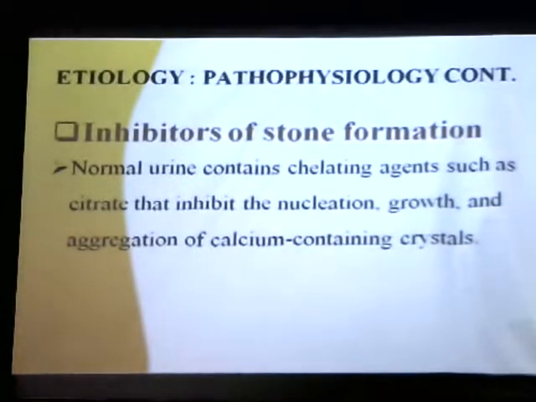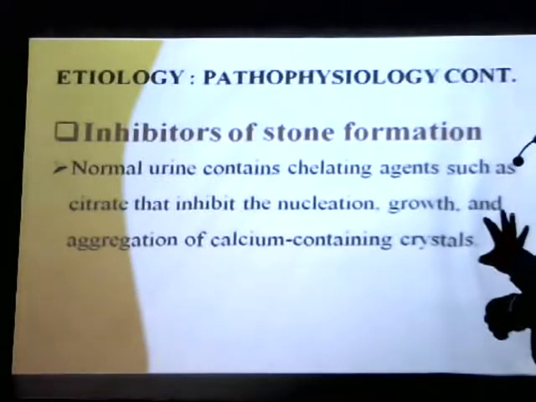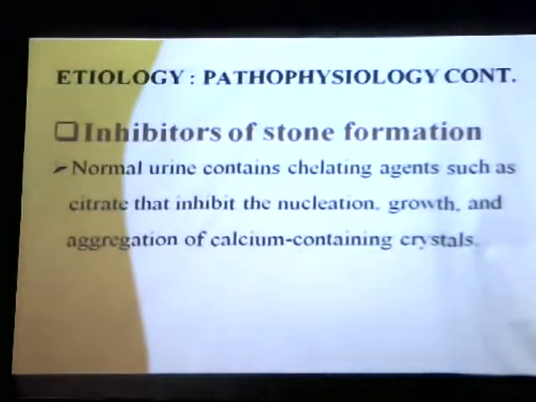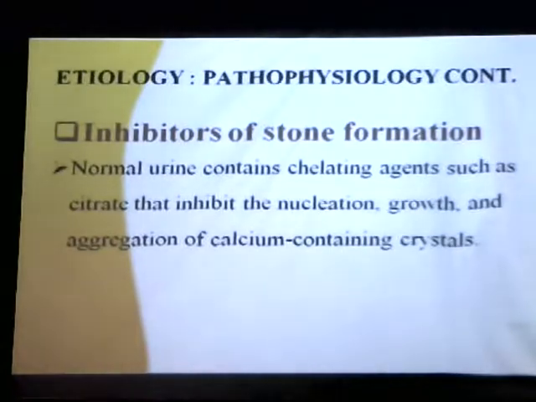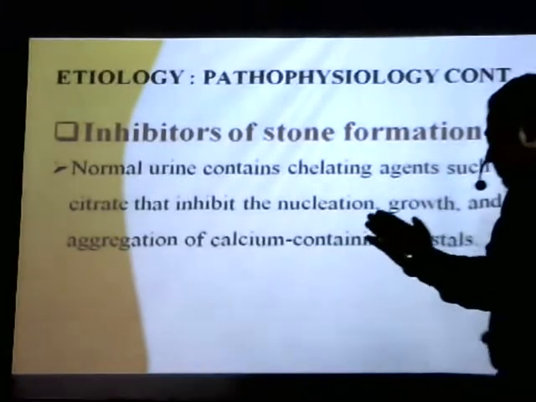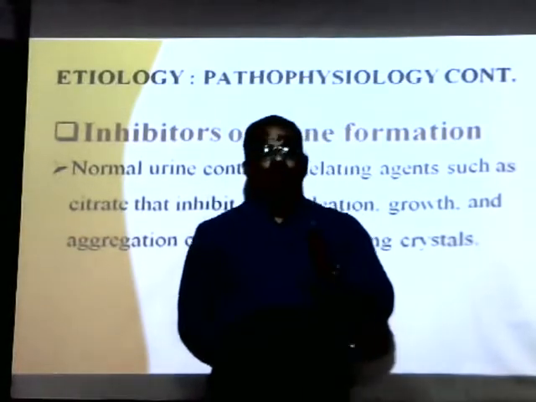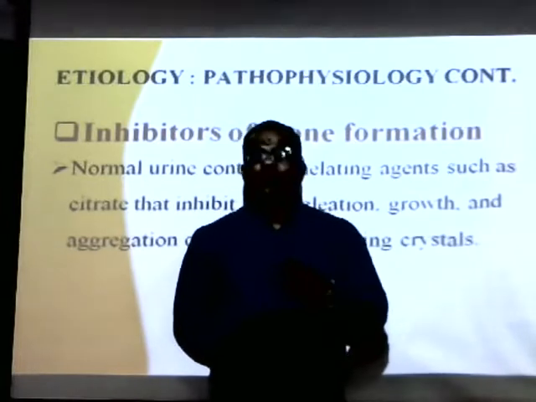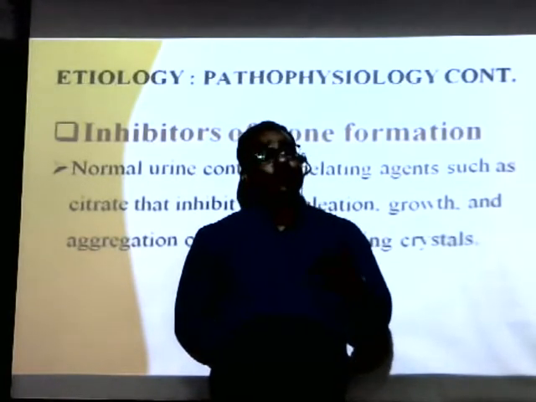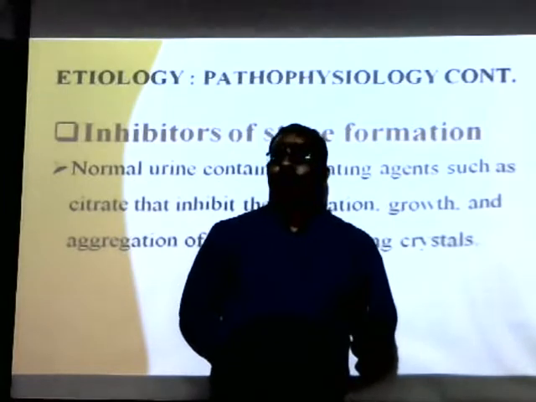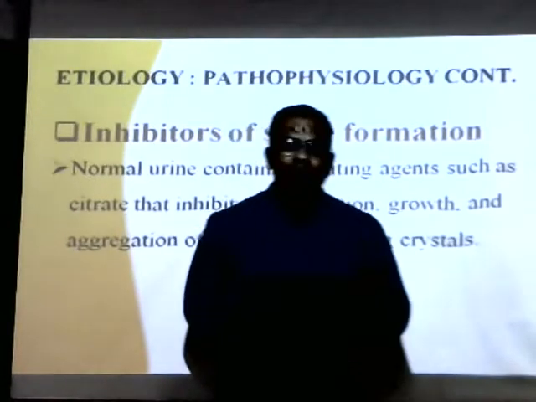The second mechanism involved in the pathogenesis of renal calculi is inhibitors of stone formation. Normal urine contains chelating agents such as citrate that inhibit the nucleation, growth and aggregation of calcium containing crystals. So what we have seen first is supersaturation of urine, which was leading to the formation of stone. Now we have a counter mechanism, that is the inhibitory mechanism.